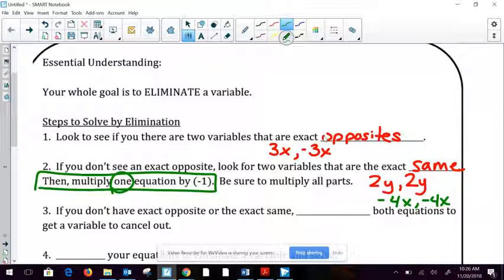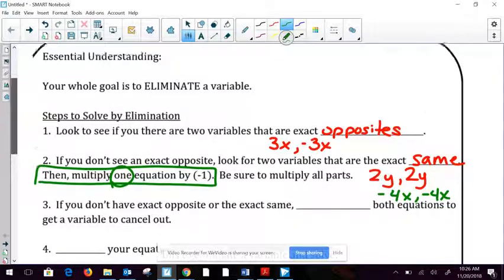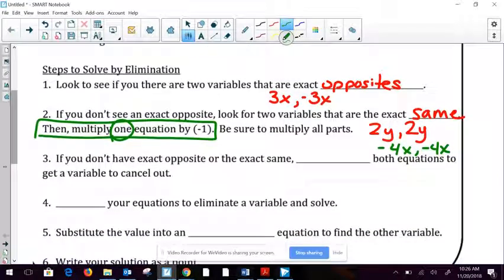Only one equation, because if you multiply them both by a -1, you're going to change both signs so they're still the same. Our final thing that we look for, if you don't have two terms that are exact opposites or two terms that are the exact same, then we're going to have to multiply both variables to get something to cancel out. But we're not going to do that today. We're going to stick with just things that are exact opposites or ones that are the exact same.